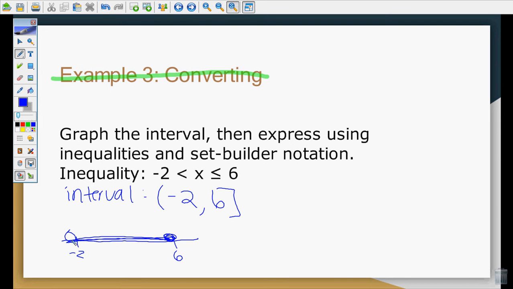Okay, so then set builder. What are the keys to set builder? I need braces. And then I need X, such that. Perfect. X is greater than. And what's my domain? X is greater than. What is my domain? It's all of it. That's all of my domain.